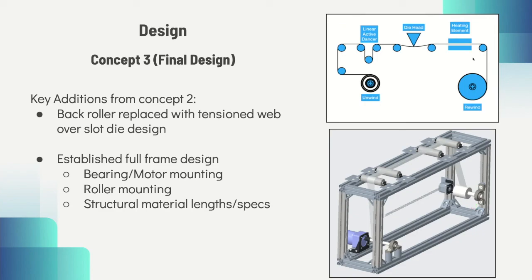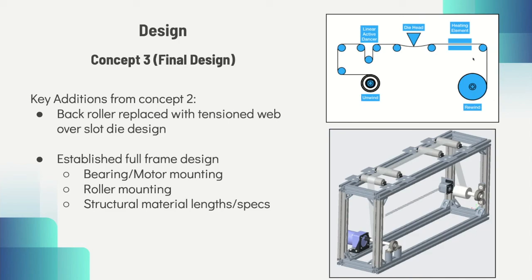Concept 3 was our final design. Our changes were based on the second option we proposed for Concept 2, but with slight modifications. Namely, this marked the switch from the precision roller deposition method to that of tensioned web over slot die. This concept was first fully fleshed out in the form of a 3D model using Creo Parametric.